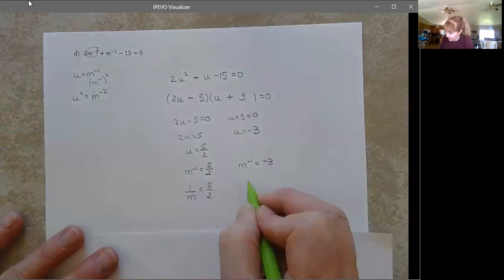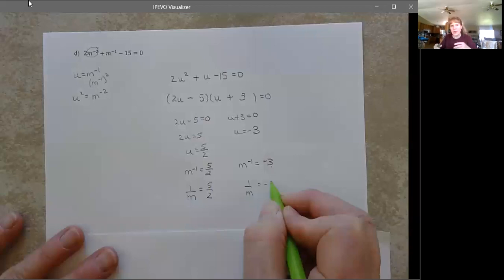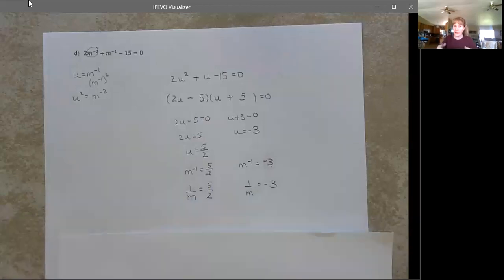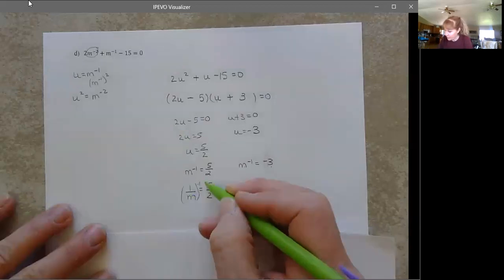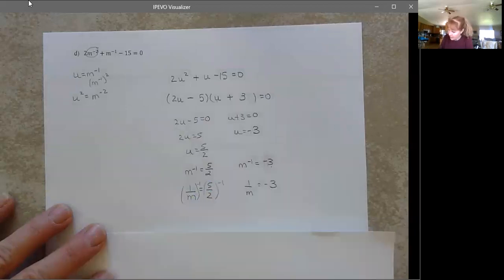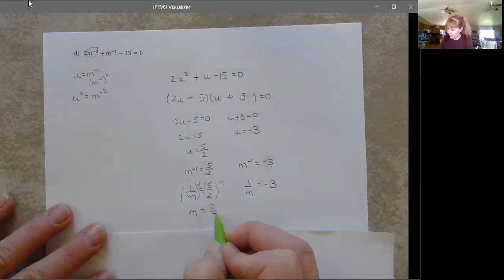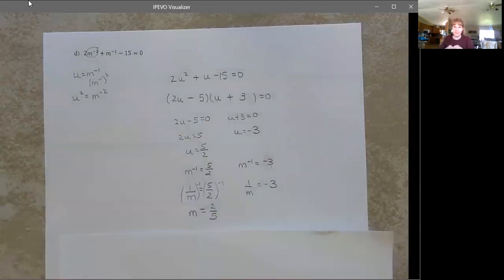1 over m. So in order to find out what m is, because I don't want to know what 1 over m is, I want to know what m is. You can flip both sides. So you can take a power to a negative 1. So m equals 2/5. So you can flip both sides. You can do that as long as you do it to both sides. Take both to a power of a negative 1.